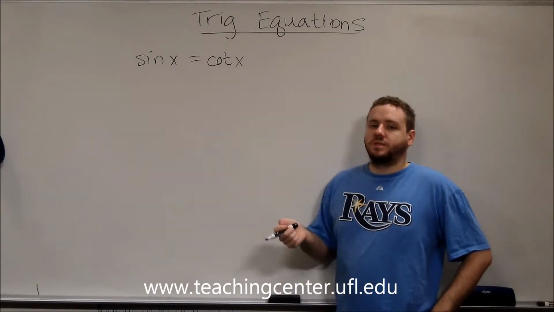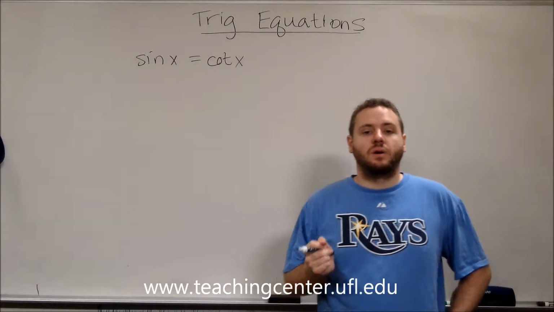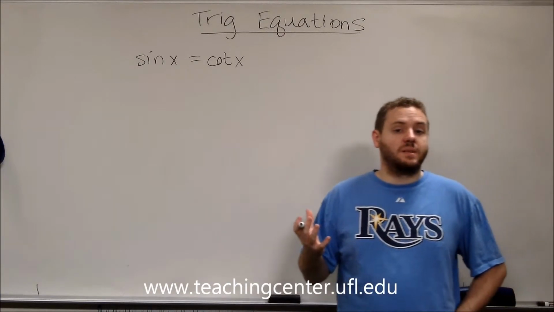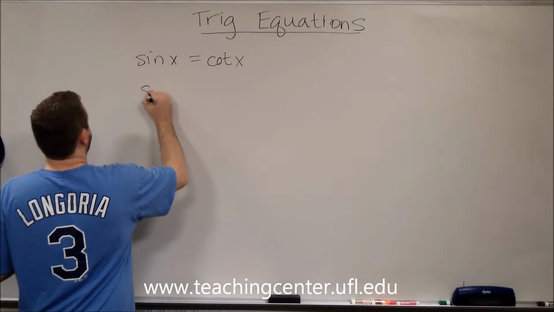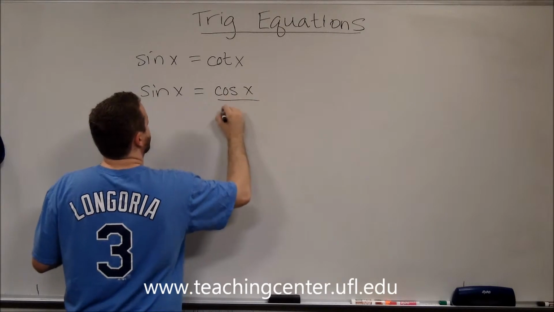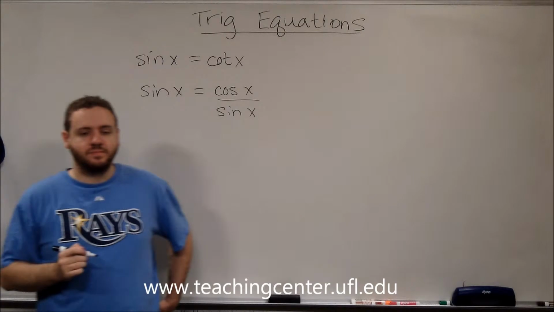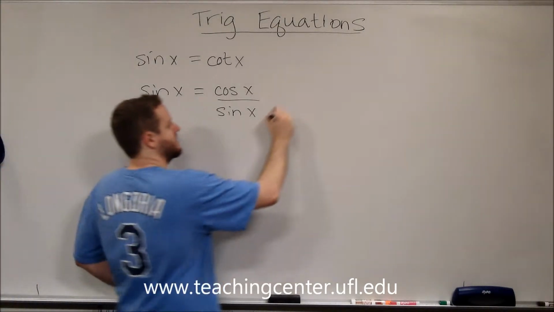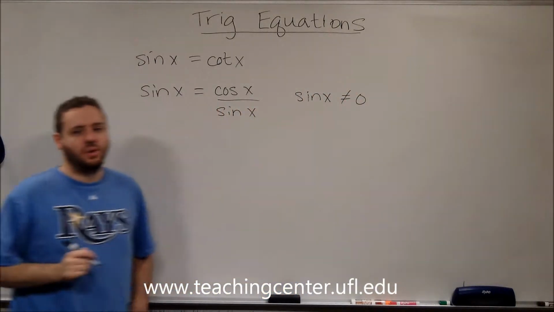So the best way to approach these are, first of all, you always want to try to get your trig functions to be, one method is to get them all into sines and cosines if possible. So we're going to get cosine x over sine x. So right away we can see here that sine x can't be 0 for this to work.